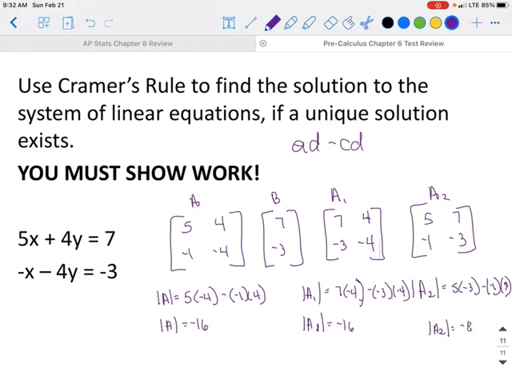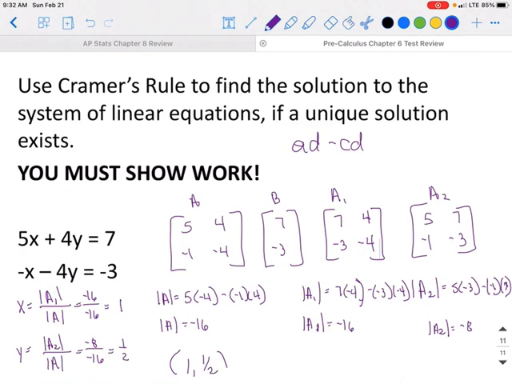Now using Cramer's rule, we know x is the determinant of A sub 1 divided by the determinant of A, and y is the determinant of A sub 2 divided by the determinant of A. So for the first one, we're going to do negative 16 divided by negative 16, which would give us a 1. And for the second one, we're going to have negative 8 divided by negative 16, which will give us a 1/2. So our solution will be 1 and 1/2.